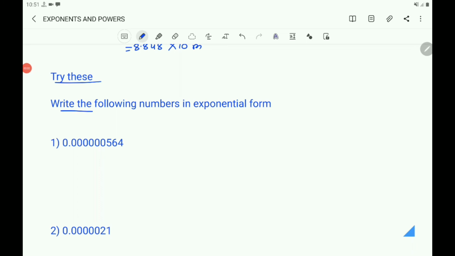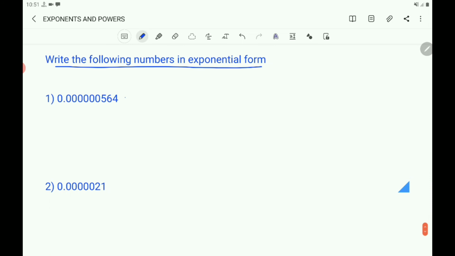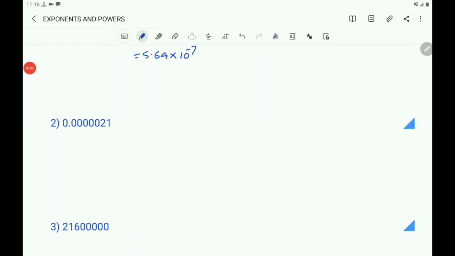Now try these. Write the following numbers in exponential form. The first one is 0.00000564, and if you want to move all this to the integral part, that is to before the decimal point, then it becomes 564, 1, 2, 3, 4, 5, 6, 7, 8, 9. So it is 10 to the power of minus 9. Or if you want to keep any two digits, that is nothing but 5.64. Here this point comes here. 1, 2, 3, 4, 5, 6, 7. 10 power minus 7.